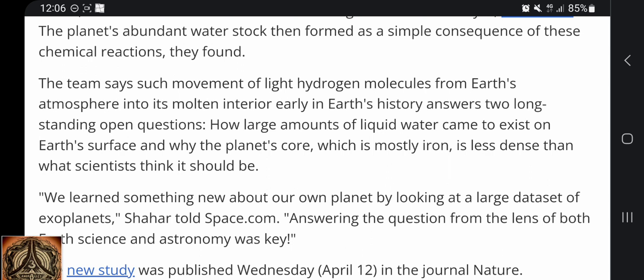The team says such movement of light hydrogen molecules from Earth's atmosphere into its molten interior early in Earth's history answers two long-standing open questions: how large amounts of liquid water came to exist on Earth's surface, and why the planet's core, which is mostly iron, is less dense than what scientists think it should be.